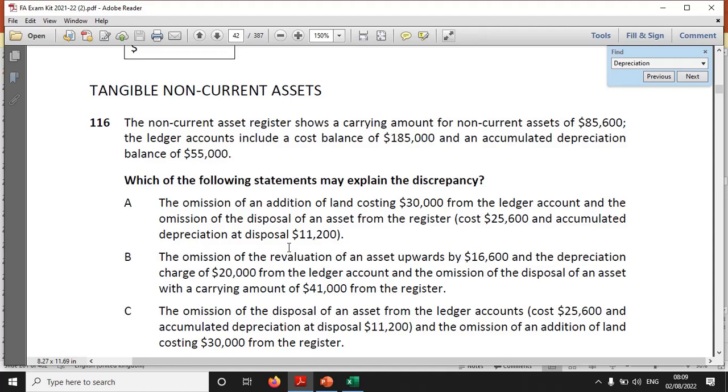I want us to go to the options now. It appears there could have been an omission from one of these records, and on the smell test, the omission could have been for a disposed asset. So A says the omission of an addition of land. Yeah, there's a possibility for an acquired asset as well. It says the omission of an addition of land costing about 30,000 from the ledger account, and the omission of the disposal of an asset from the register of 25,600 and accumulated depreciation of that much.